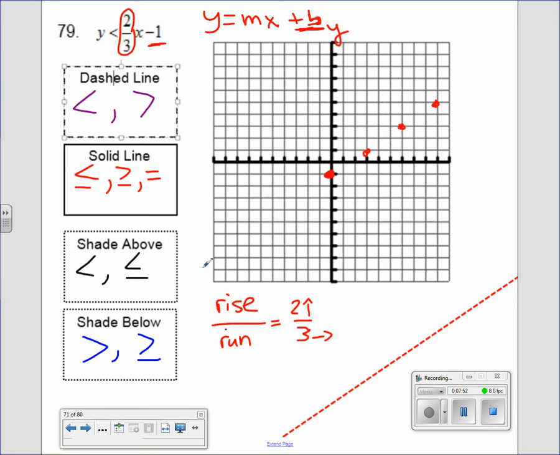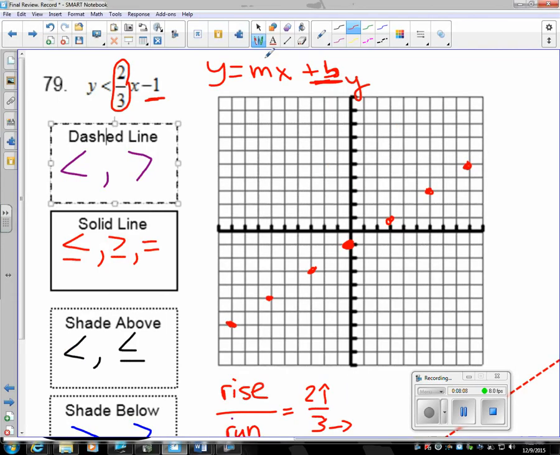And now let's graph the other part of the line. Down 2, left 1, 2, 3, put a dot. Down 2, left 1, 2, 3, put a dot. Okay, so we have just graphed our line.